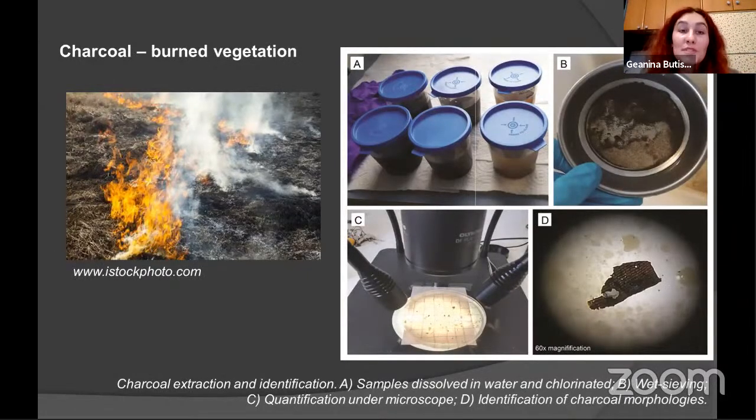Because I was really interested in all this part of vegetation and vegetation reconstruction, I also decided to quantify the charcoal from our samples in order to see how much vegetation actually burned. And it was a really nice experience.